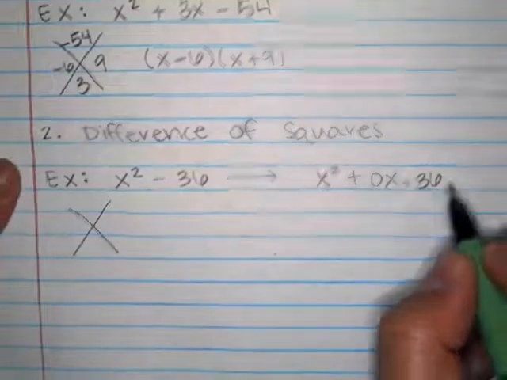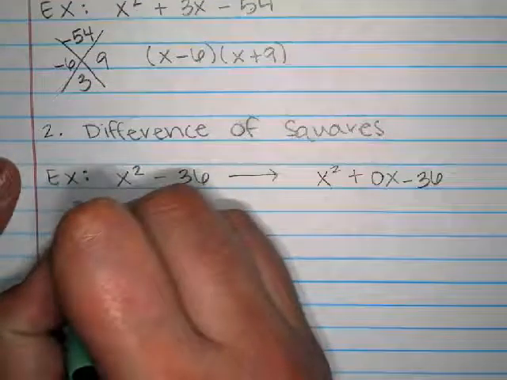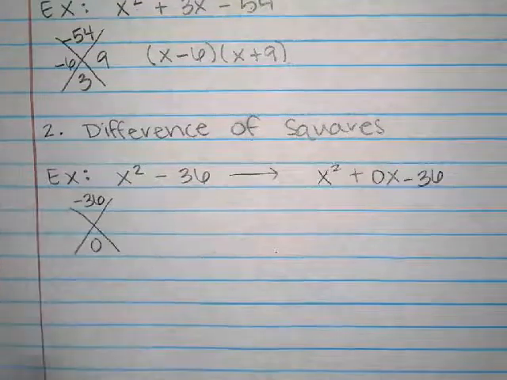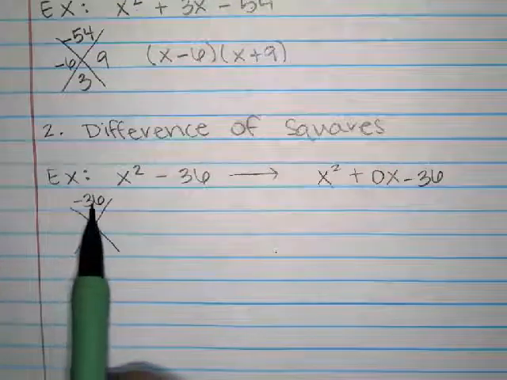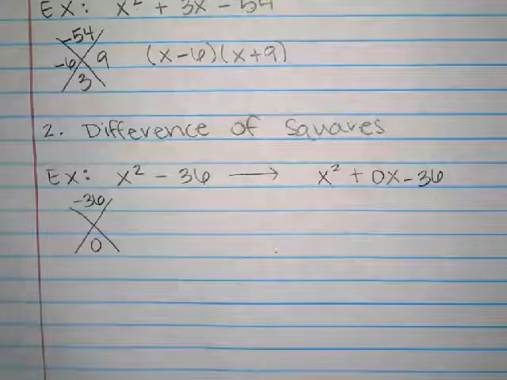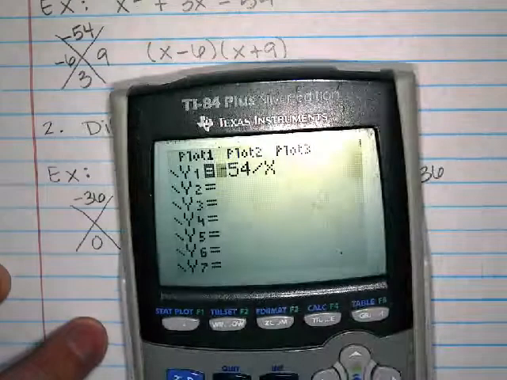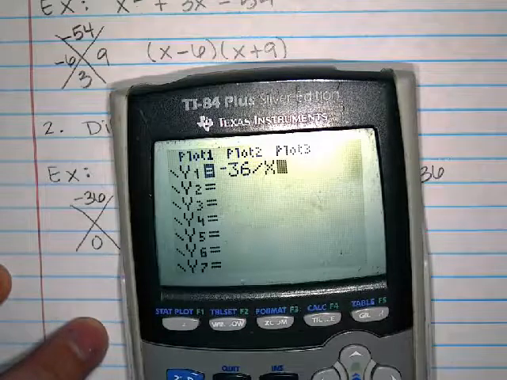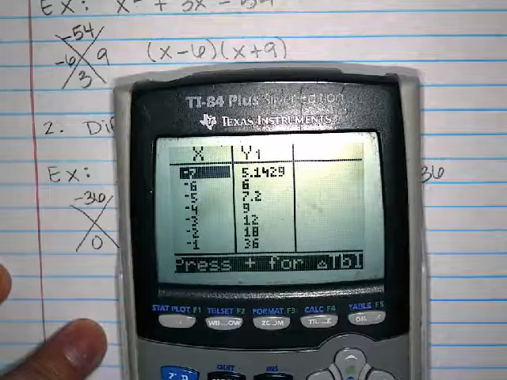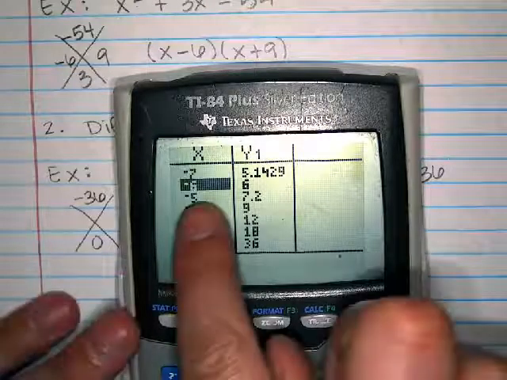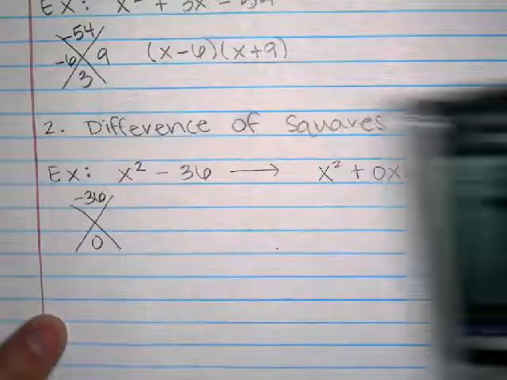So we can do the same thing now. We can say what multiplies to negative 36 but adds to 0. So we have to find two numbers that multiply to negative 36, but they have to be the same number. They have to add to 0. Two numbers, they have to be the same, but they have to be opposite signs because they have to add to 0. So the two numbers are negative 6 and positive 6.